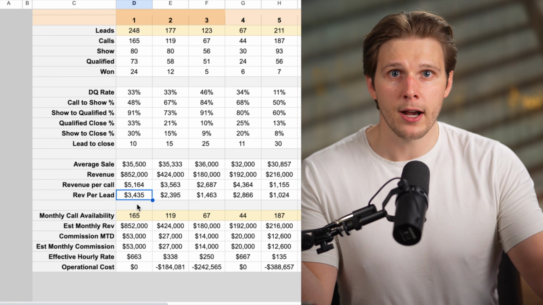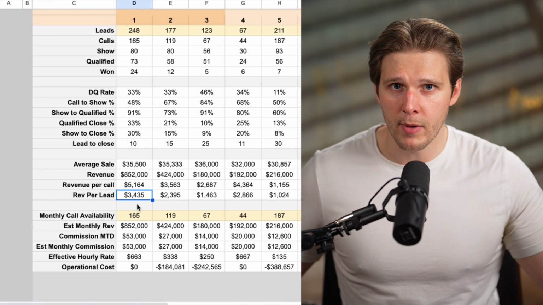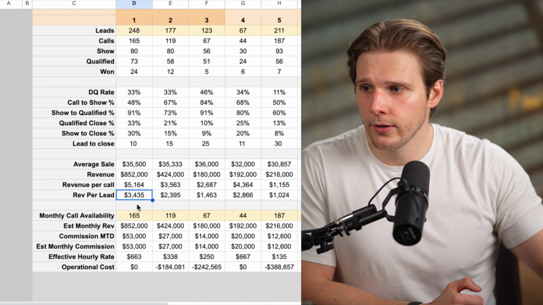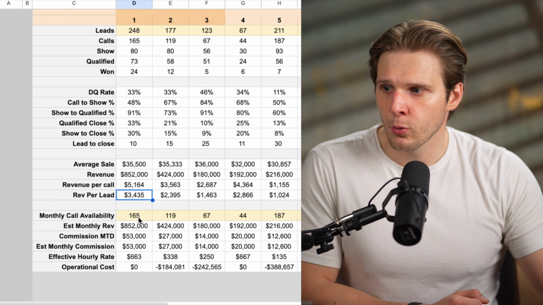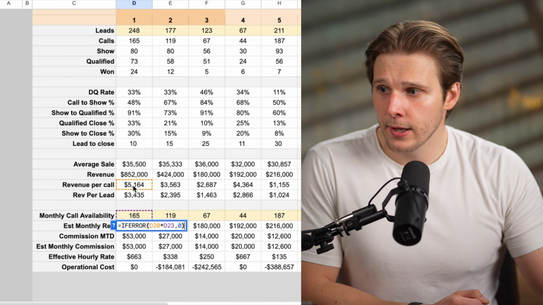And that is how we plan out, for example, a $3.9 million month. We have a certain amount of marketing spend allocated for a certain rep. We know what their revenue per lead is, and then we can just forecast what their estimated monthly revenue is. That's literally the entire calculation.